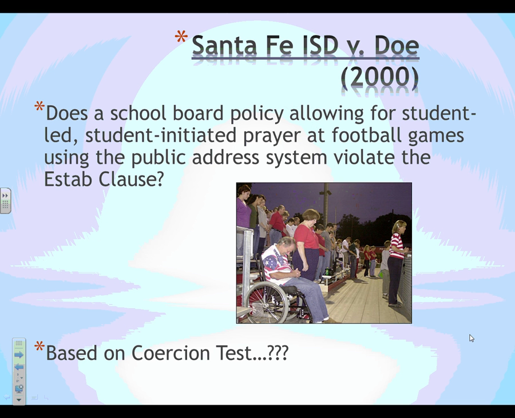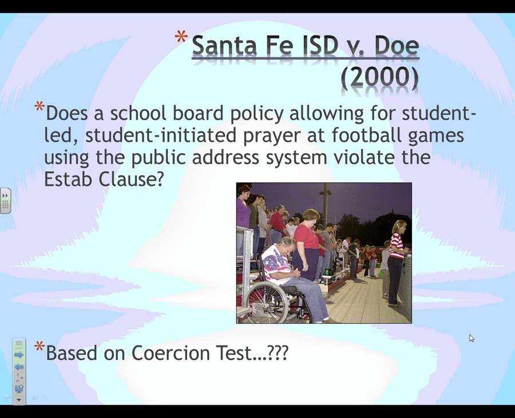So then last but not least, let's do Santa Fe ISD versus Doe. This has to do with school football games. The students each week would vote, the student body would vote amongst itself to choose a student representative. And then that student would go and deliver a prayer before the game. So before the game, the student would go up to the press box where they have the PA system, and they would be allowed to use the PA, and the student would offer a prayer, again, something non-denominational, kind of ambiguous, like for the safety of the football players or whatever. And then the game would go ahead and get started.